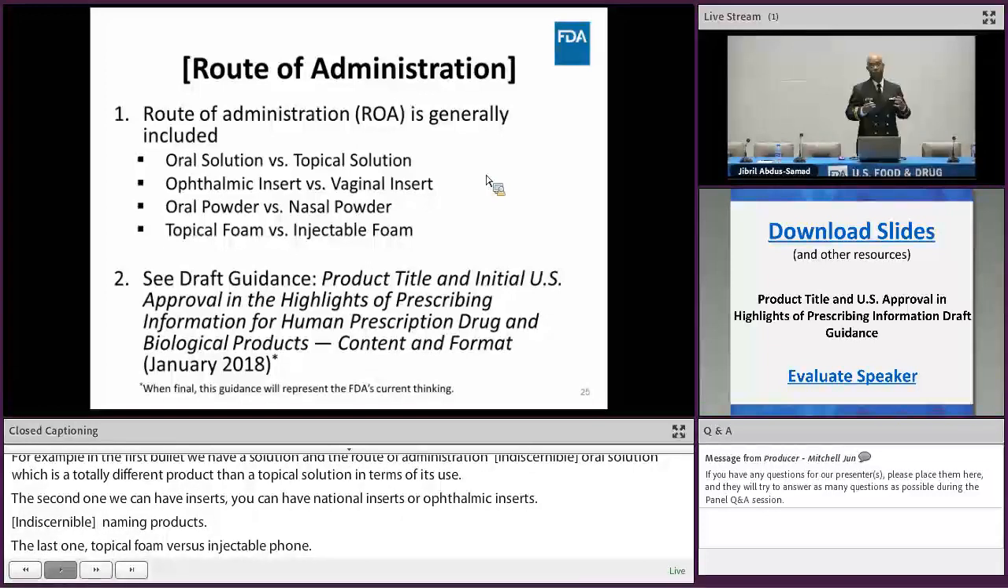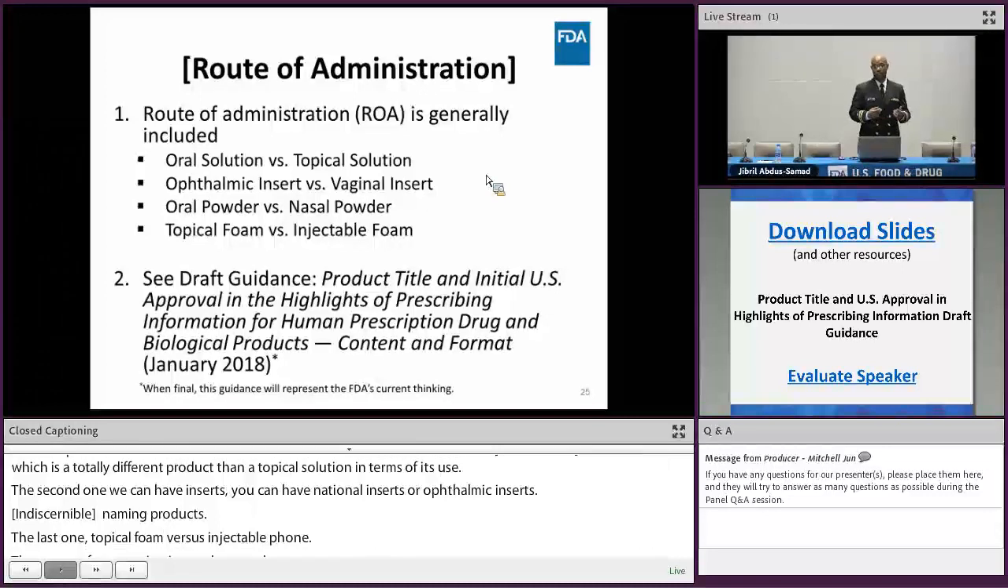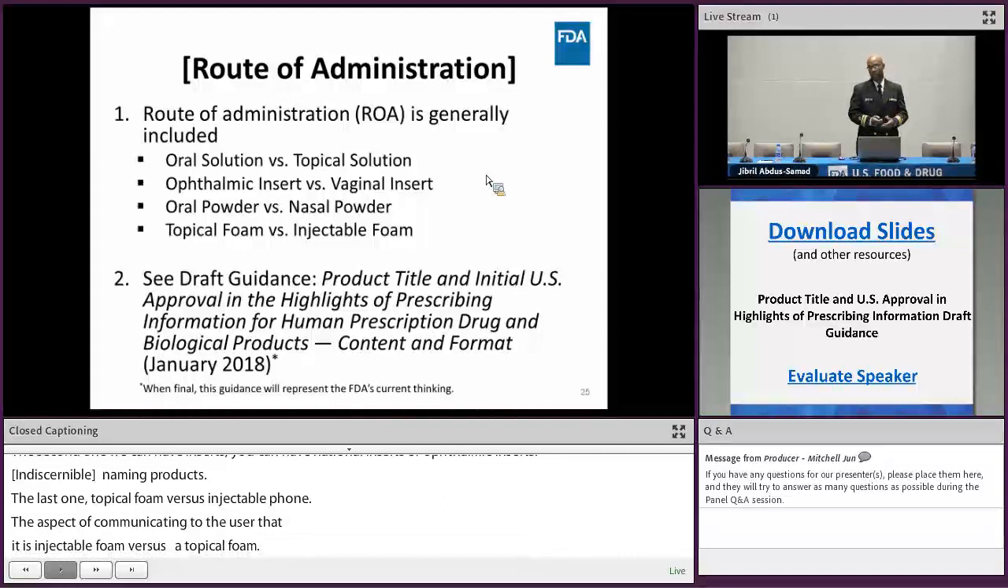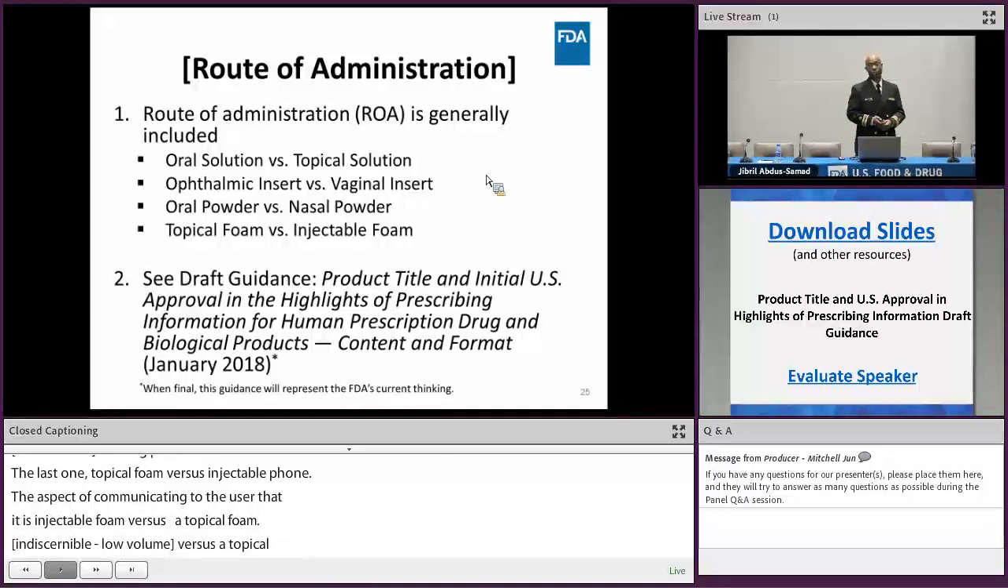And then you have to consider there's also quality aspects to those different dosage forms as well in terms of sterility. An injectable product obviously would need to be sterile versus a topical foam, maybe not, depending on its use. The draft guidance, again, has the nice appendix there with the common routes of administration that we would use in dosage form nomenclature.